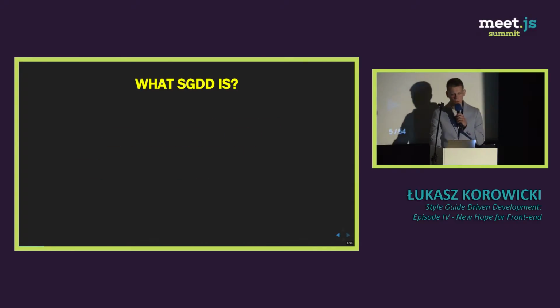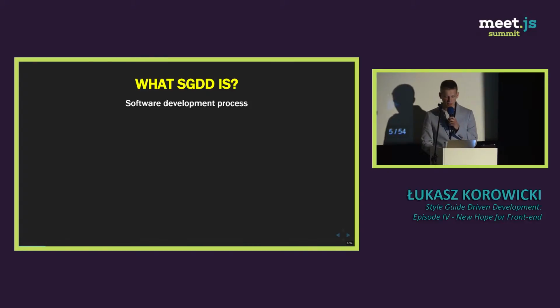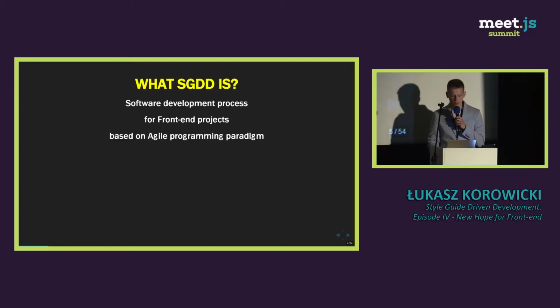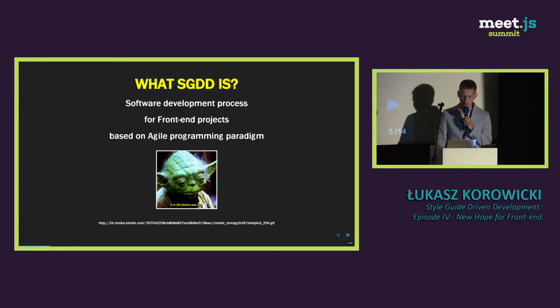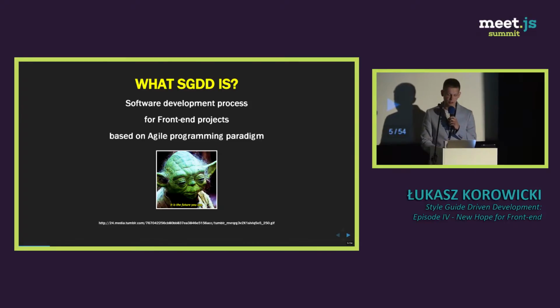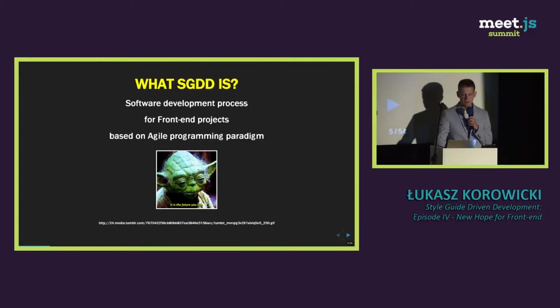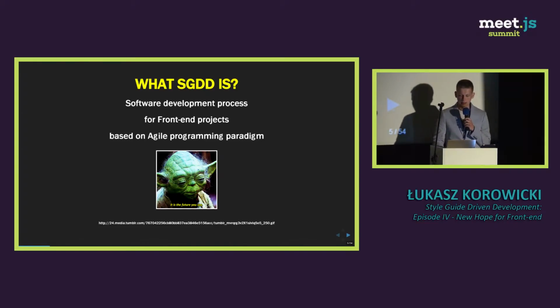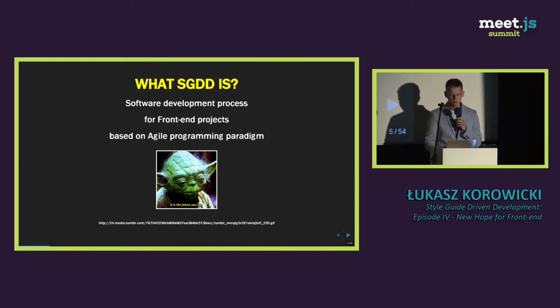So first of all, what SGDD is. It's a software development process for front-end projects based on the agile programming paradigm. It means basically that it allows front-end projects to be developed in small packages and created in sprints, as easily as backend development is separated in a sprint.